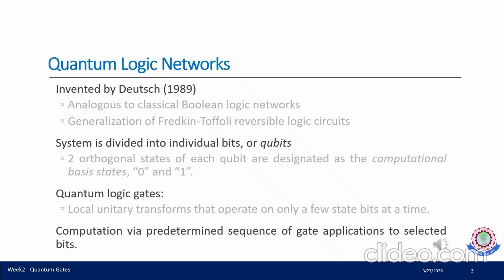Quantum logic networks were invented by Deutsch in 1989. This is analogous to classical Boolean logical networks, a generalization of Fredkin-Toffoli reversible logic circuits. The system is divided into individual bits or qubits. Two orthogonal states of each bit are designated as the computational basis states 0 and 1. Quantum logic gates are local unitary transforms that operate on only a few state bits at a time. Computation proceeds via a predetermined sequence of gate applications to selected bits.